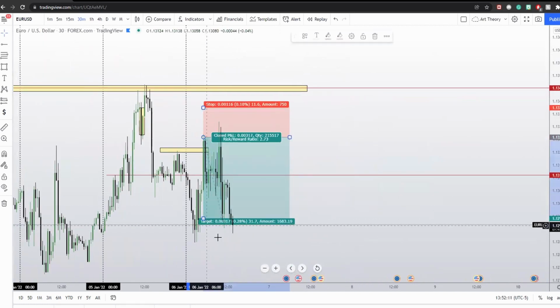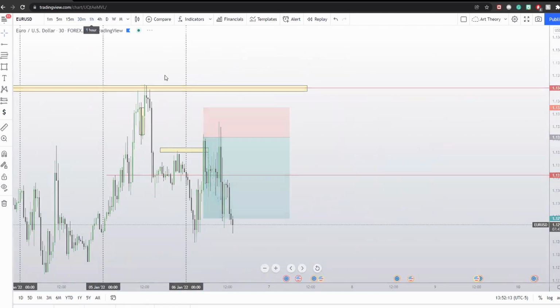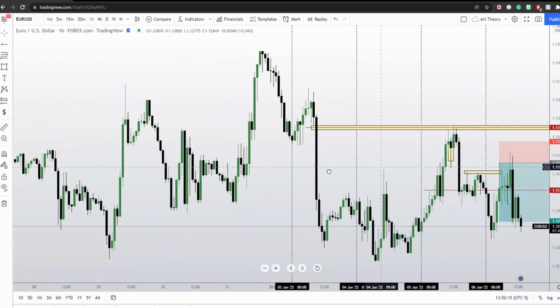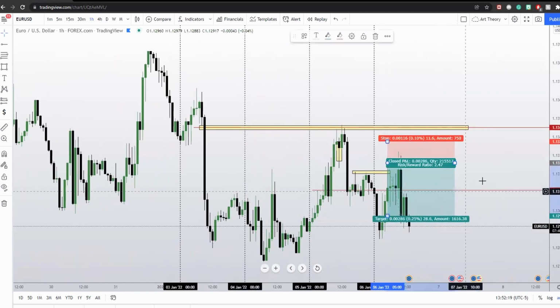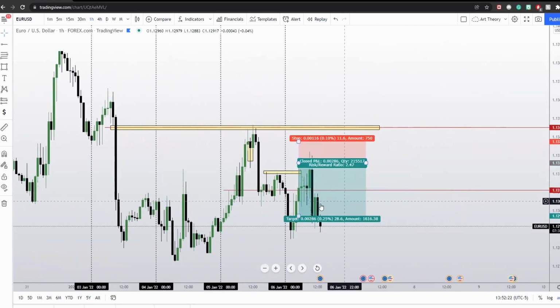So look at the 1 hour, right? So this was the OB. You see this 1 hour OB right here? This is my target for them, right? Very, very solid trade, as you can see.